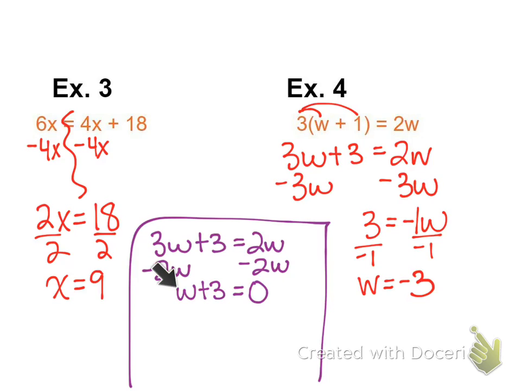And then to get W alone, what would we do? Minus 3. Good. Subtract the 3. And again, we get the same answer that we just got. Those are the same answer. We just got it 2 different ways. I don't care which way you do it, as long as you show me all of your work.